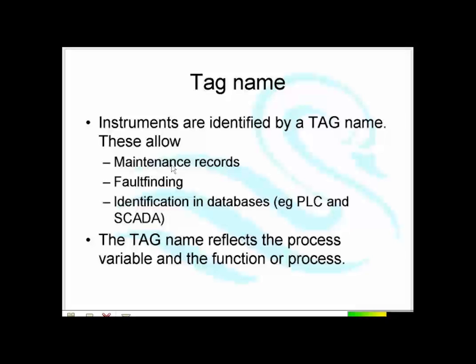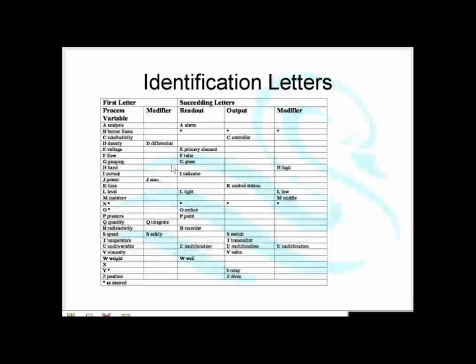The tag name should reflect the process variable, that's the thing that you're measuring or controlling, and the function. This table is what we're supposed to use for generating tag names. What you're supposed to do is use the first column to give you the first letter, either this or this column, and then any other letters you get from these columns.